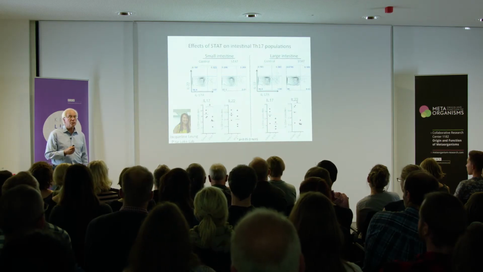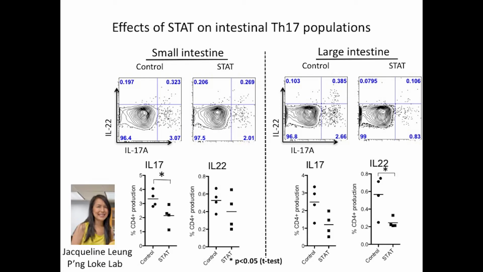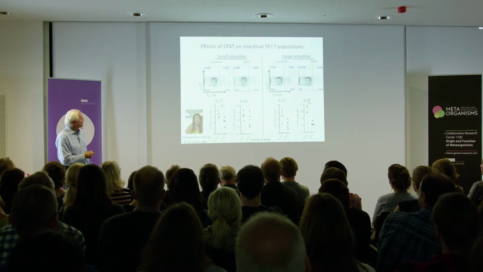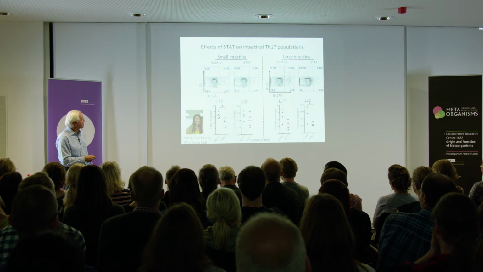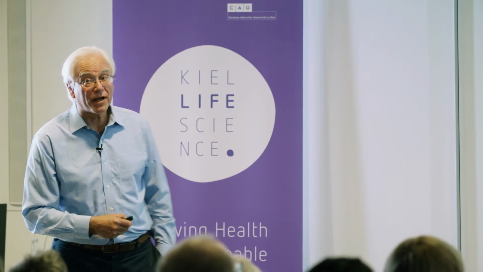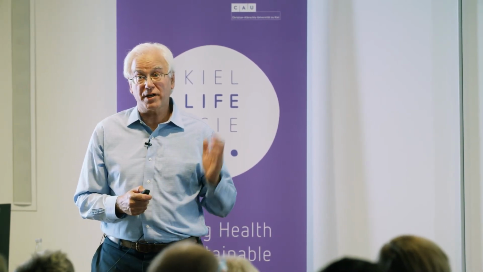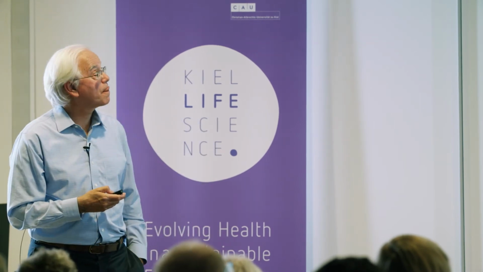Now, we were interested in what might be the effect on the host. So here, work that Jackie Leung did in Peng Lok's lab, we were looking at the effects of the antibiotic treatments on intestinal Th17 populations. These are cells that are important in immune response and homeostasis in the gut. She looked at the small intestine and the large intestine, and however she looked at it, these levels were down in the mice that received antibiotics. We've looked at this many different ways, and our results are quite consistent, as you will see.